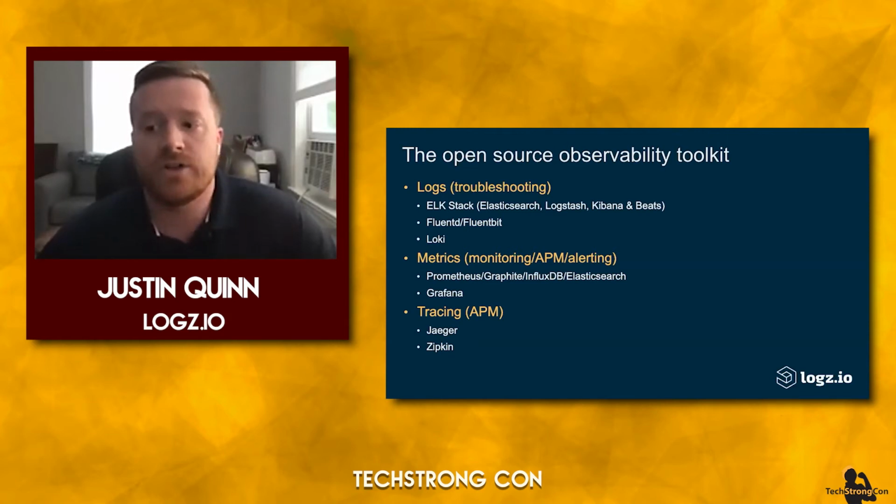And finally, just for tracing. Jaeger and Zipkin are usually the most popular. Jaeger was actually a project that was created by engineers at Uber. And both Jaeger and Zipkin support OpenTracing.